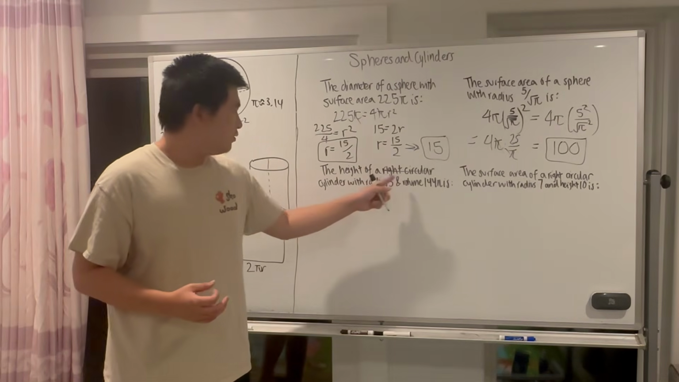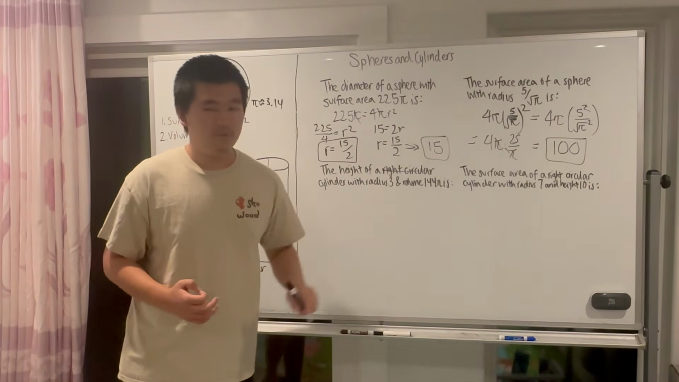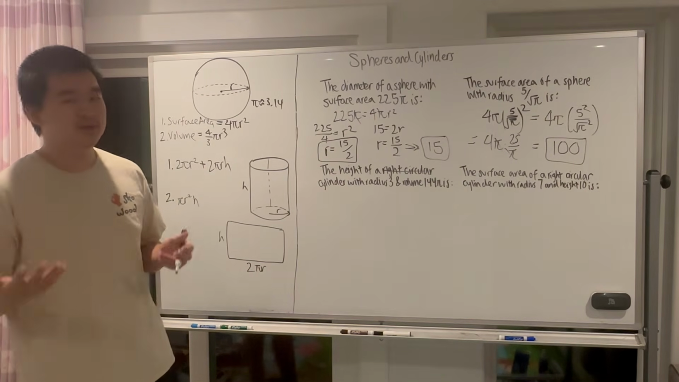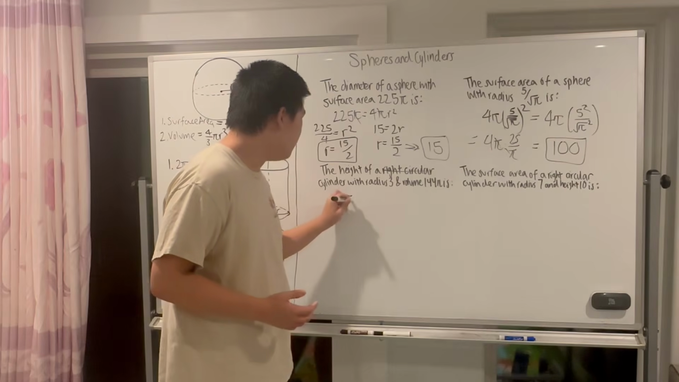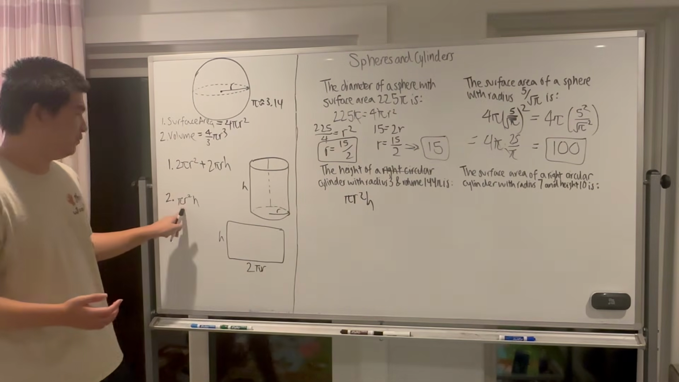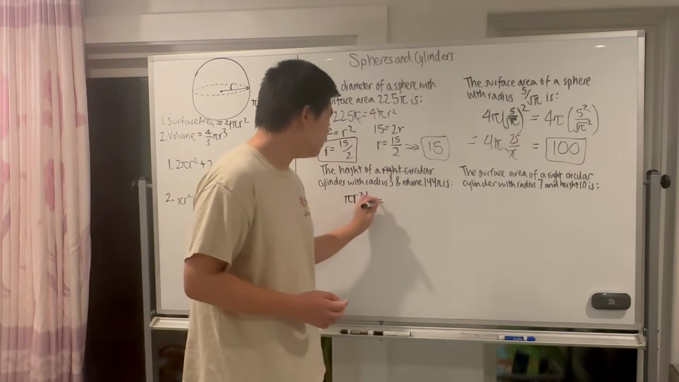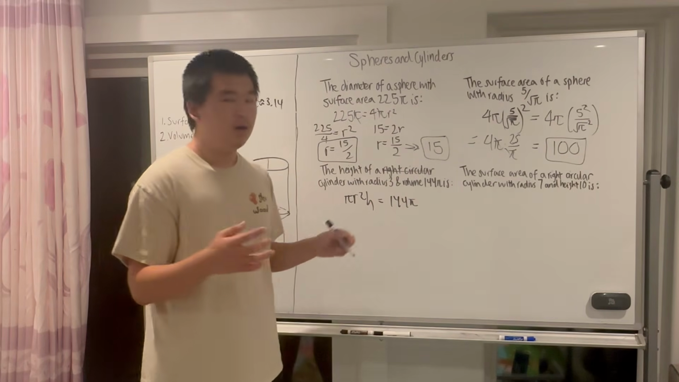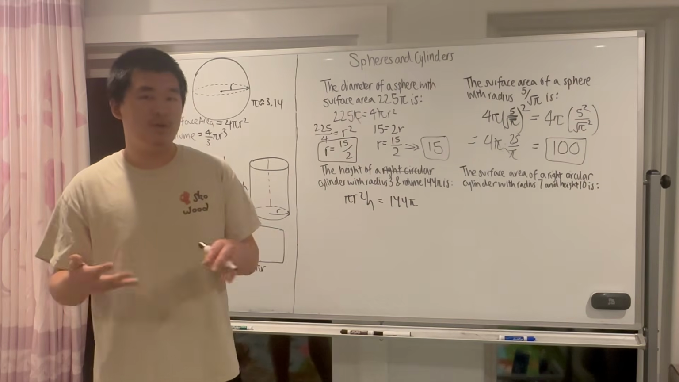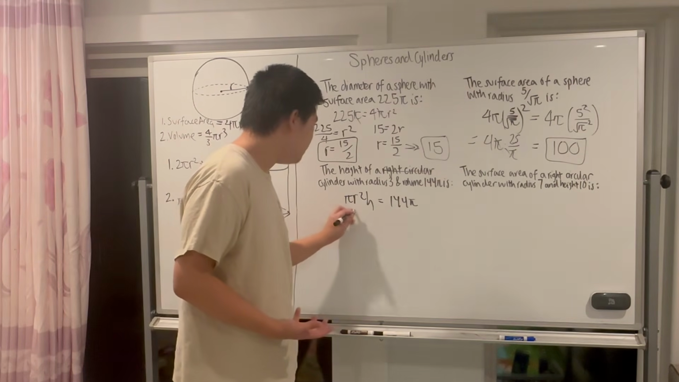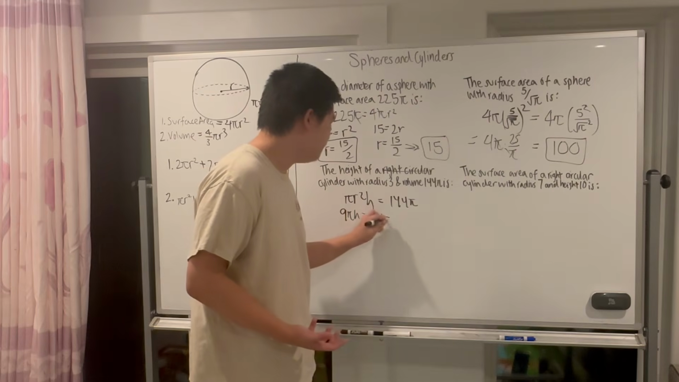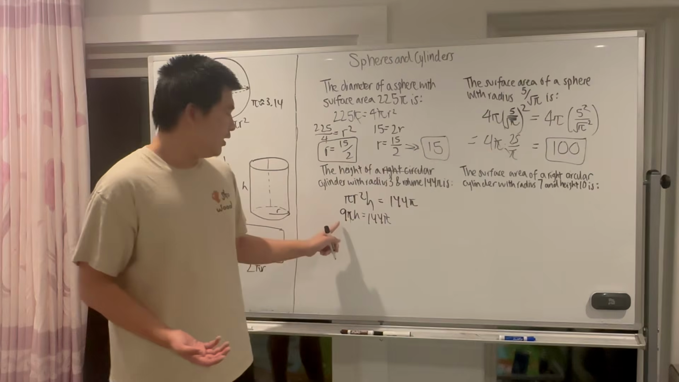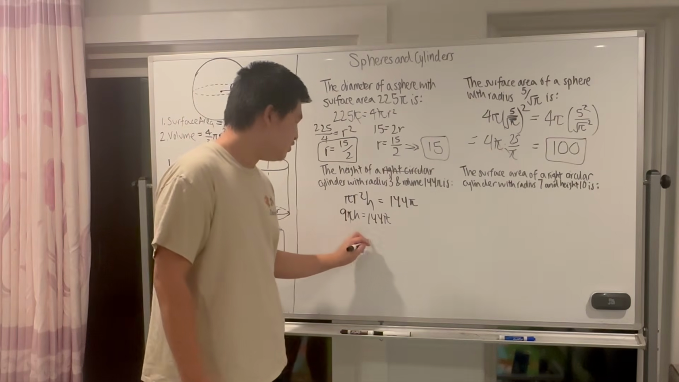The height of a right circular cylinder with radius 3 and volume 144 pi is. So here they want you to work backwards using the volume formula. So let's do that. We have pi r squared h, once again the volume formula, equals 144 pi. We know r and we want h, so let's plug in r. So we have r squared, 3 squared is going to be 9, so we have 9 pi h equals 144 pi. So we divide both sides by pi, then it's 9h equals 144, so h equals 16.